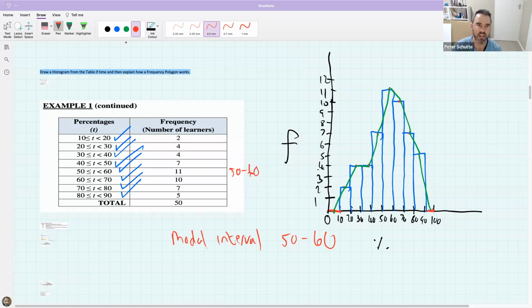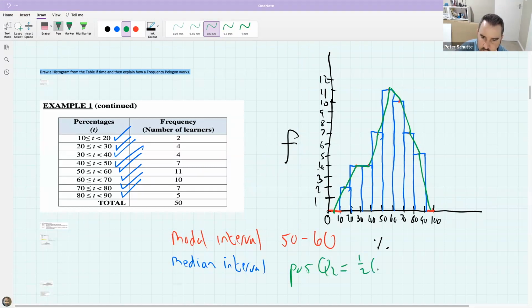What is the median interval? What is the median interval for this histogram? What do we need to do to figure out the median? We need to find the position first, and that needs to then help us.